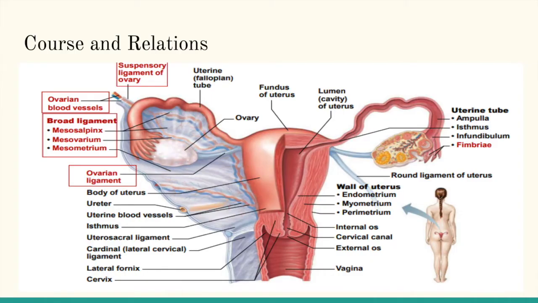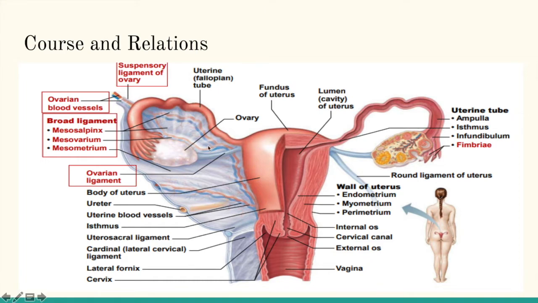Now we'll see the course and relations. As we see this in the transverse axis, this is the infundibulum part, first one. Next, the ampulla and the isthmus are both directed posterolaterally in the horizontal axis. And this ampulla is related to the upper pole, anterior border, posterior border and medial surface of the ovary.